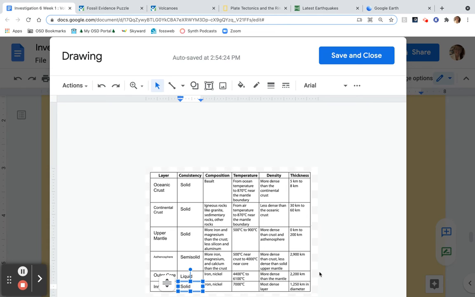And I don't know how they know that. They say that they use earthquake data, but I don't know how they figure that out. It's interesting to me though.